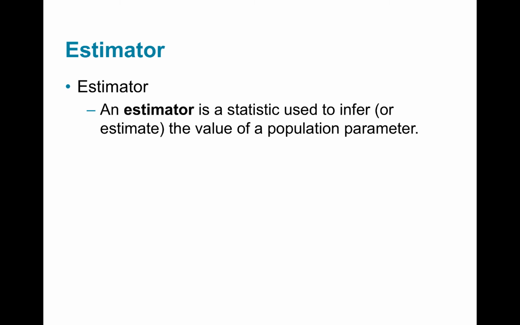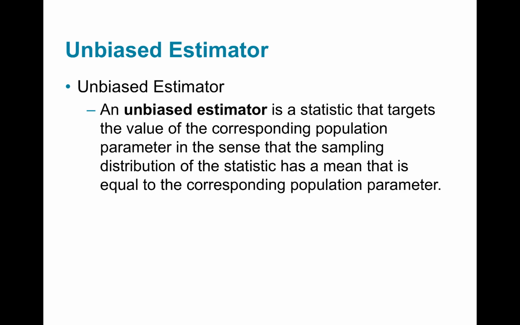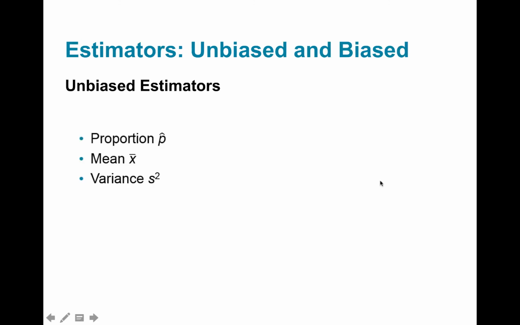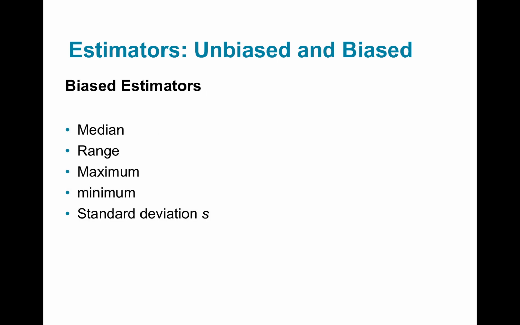Okay, an estimator is just a statistic that we use to estimate something else, usually a population parameter or proportion. Okay, so this is what we just said. An unbiased estimator tends to target the actual parameter we're trying to estimate. Here are some examples of unbiased estimators: proportion, sample mean, and sample variance. On the other hand, these are all biased estimators.